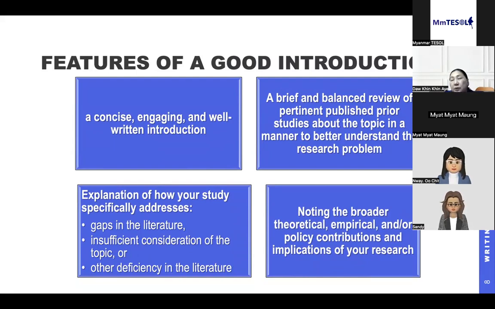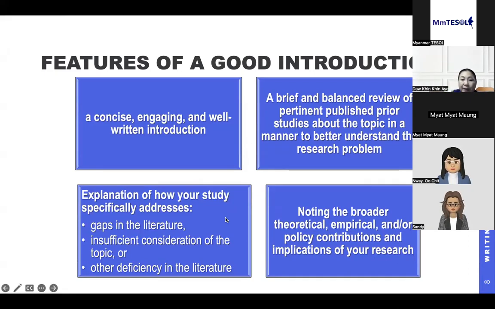Because you're going to include all the details in the literature review section or chapter, in the introduction what you can include is only a brief and balanced review of pertinent, very significant published prior studies about the topic, in a manner to better understand the research problem. The use of a brief literature review here is to show what has been known and what has not been studied, to highlight the gaps.